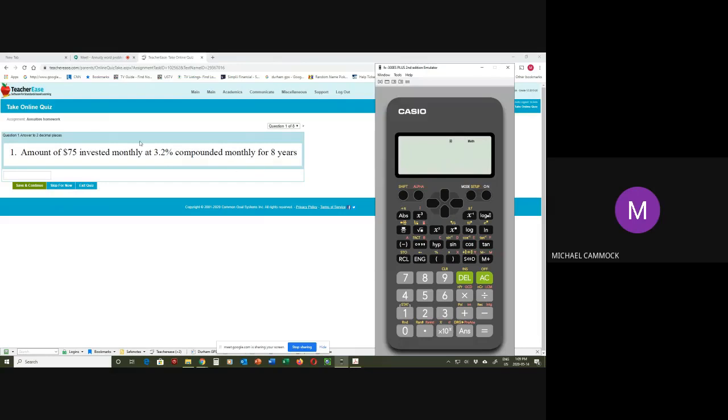So let's get started. Here's my calculator on the screen. Now, I'm only going to work out the top part of the equation first.